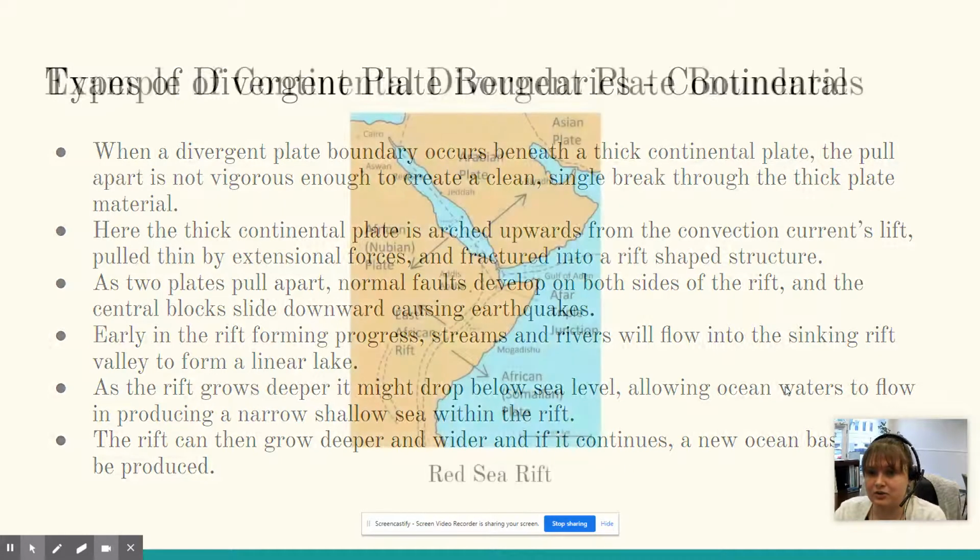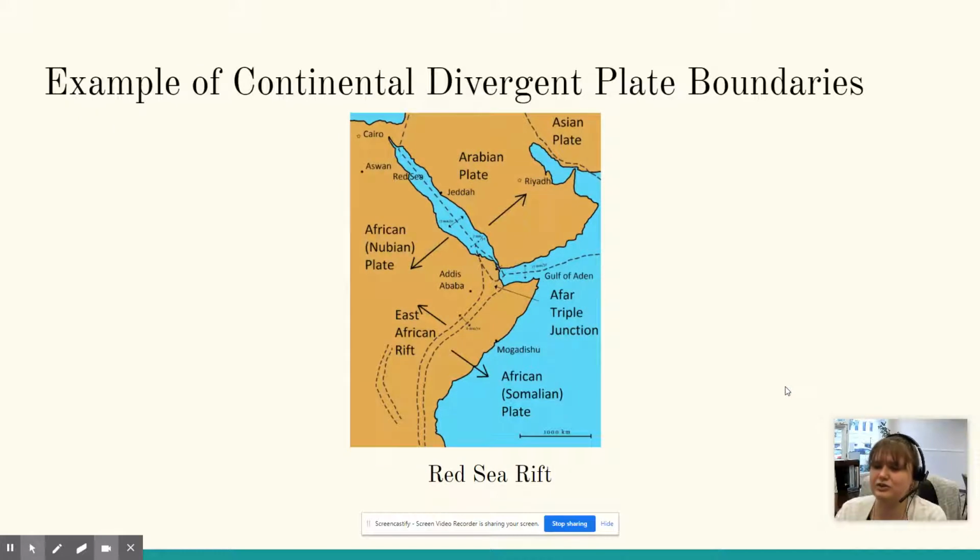So for this one, I chose the Red Sea Rift. Now, if you Google, just for example, continental divergent plate boundaries, this is not the first one that pops up. However, I picked this one because it is the most developed. It is a fully developed continental divergent plate boundary.